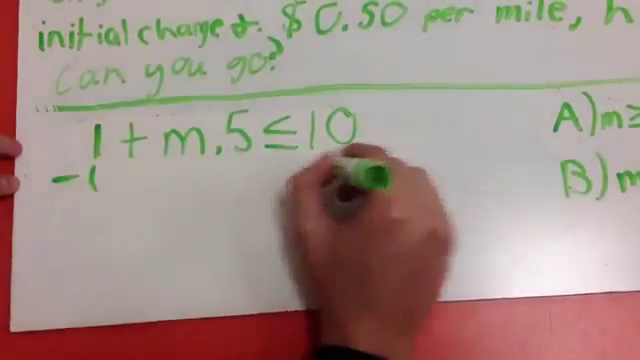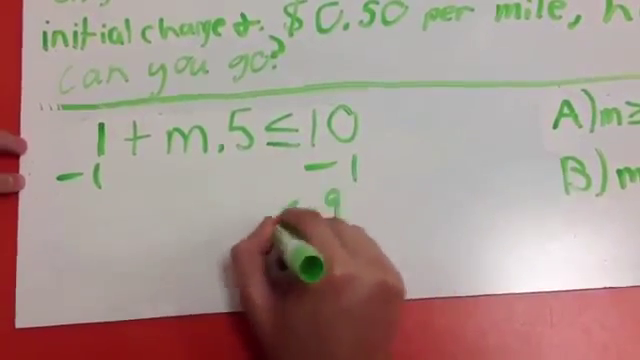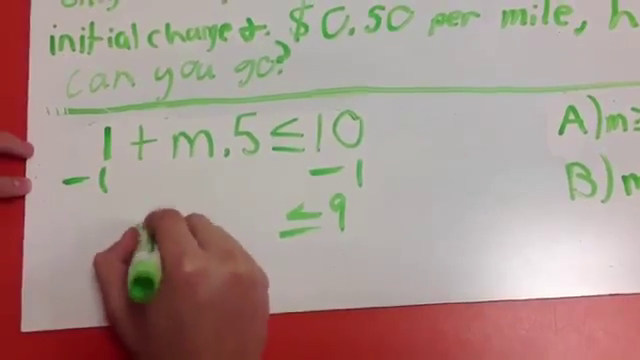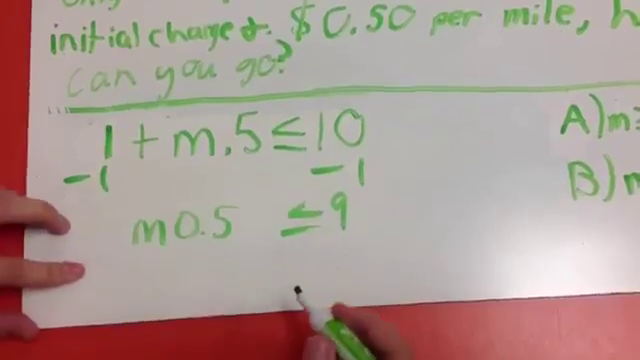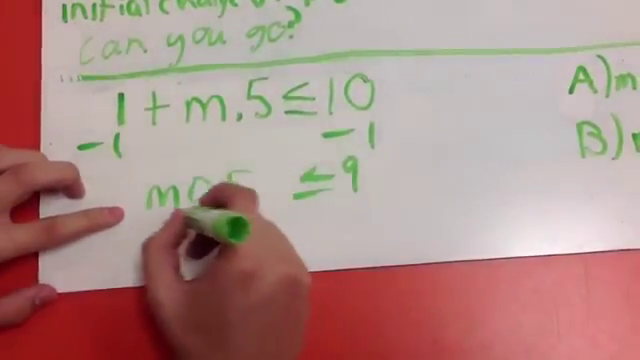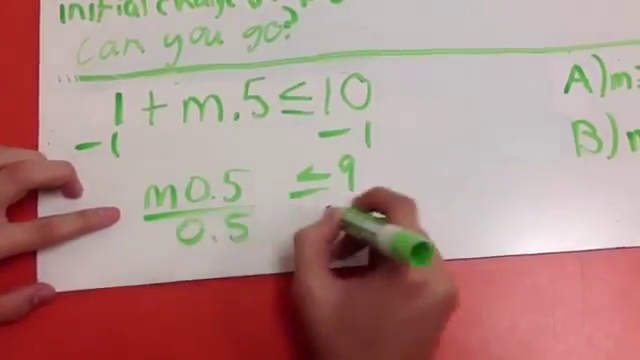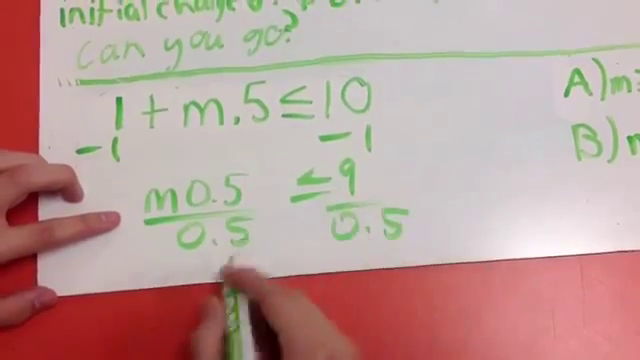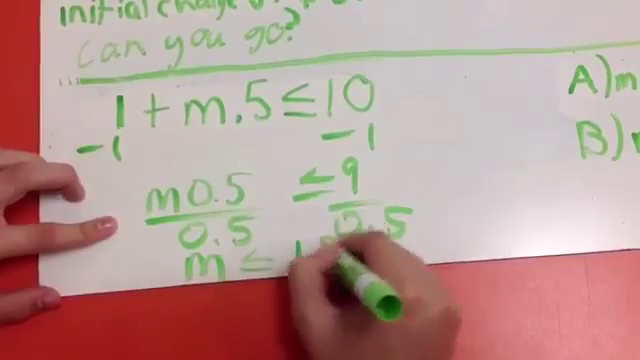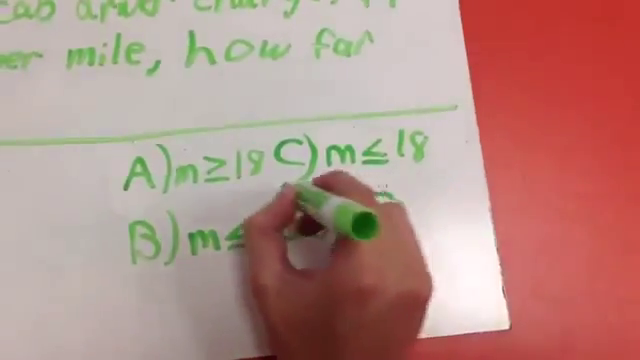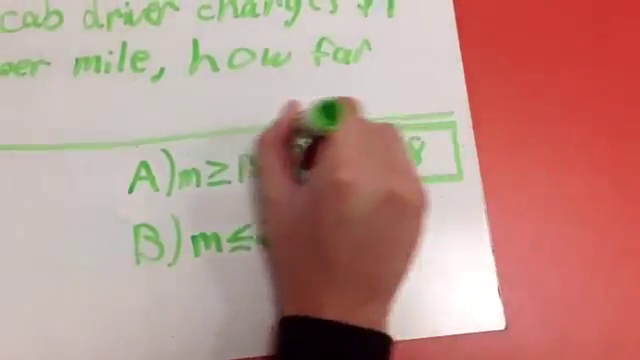So it's minus 1 on both sides. So then it becomes 9 and miles times 0.5. And then you want to solve for m, which is miles. So you divide 0.5 on both sides, which ends up equaling 18. So over here, we look at the answer choices, and the maximum amount of miles you can drive is 18.